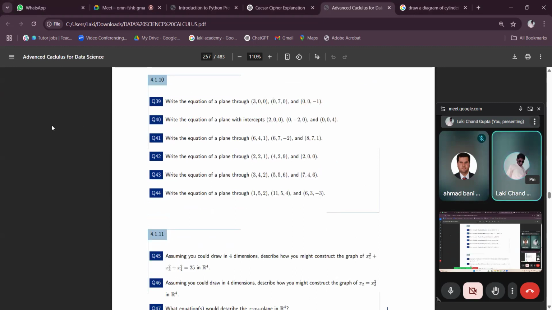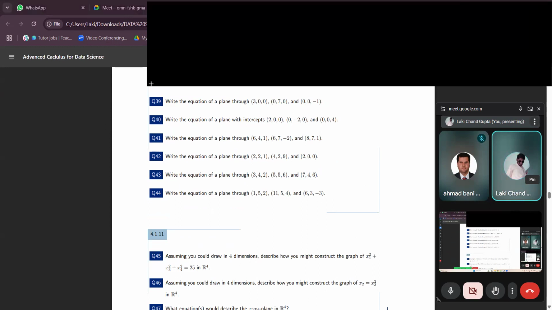Now we find the equation of the plane. For this question number 39, you have 3 points.